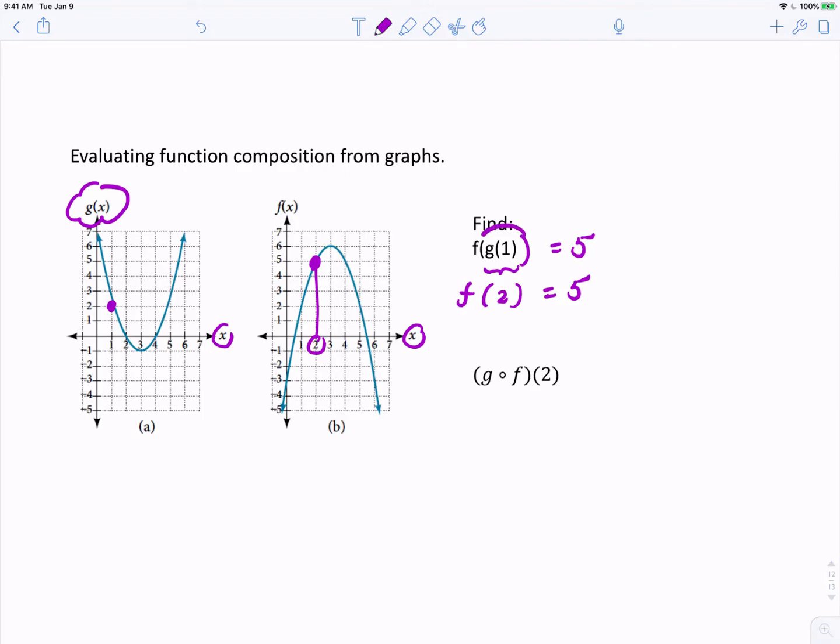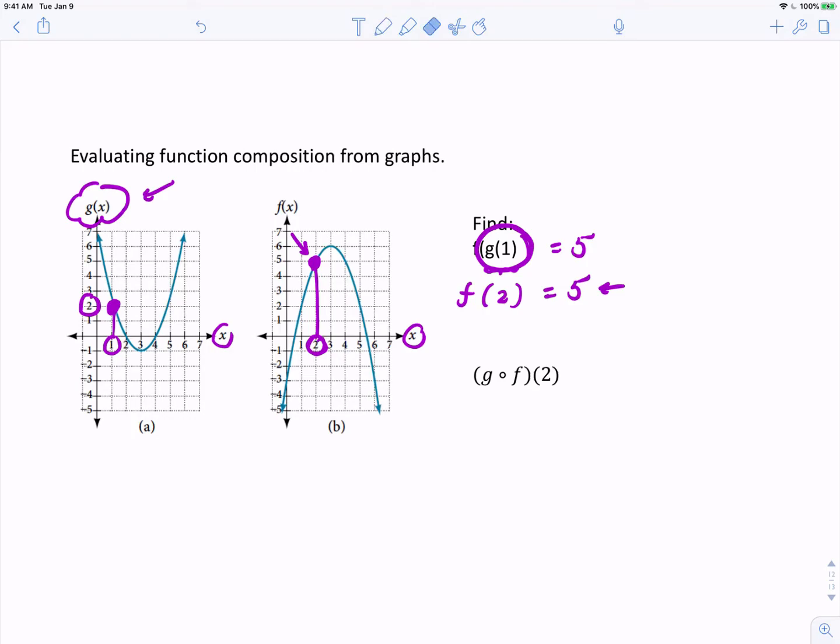The first thing we did was find g of 1. So we went to function g, we looked along the x-axis where x is 1, and we found the y value was 2. Next, we put that into function f. So using the graph of function f, we went to x equal to 2, we found the y value was 5. And so our final answer was 5.